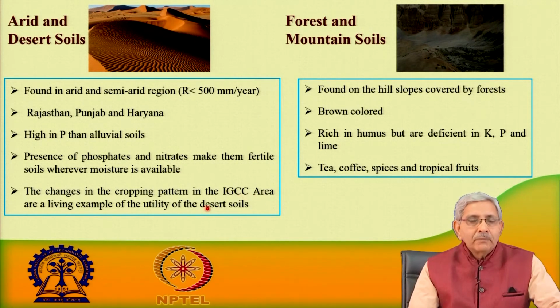There are several examples. It shows that when irrigation is being given, the Rajasthan area, which was all desert, has become green due to the application of the Indira Gandhi Canal Command.